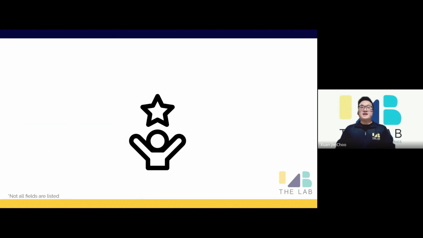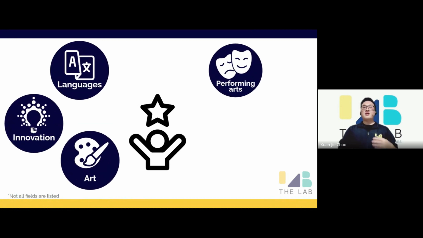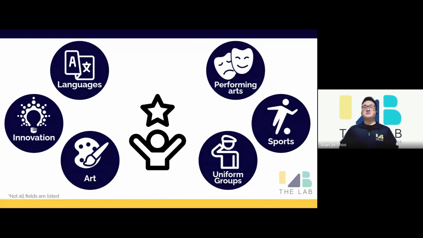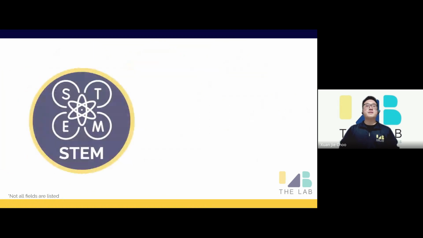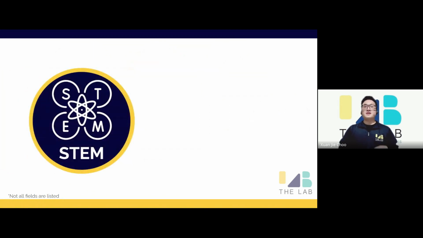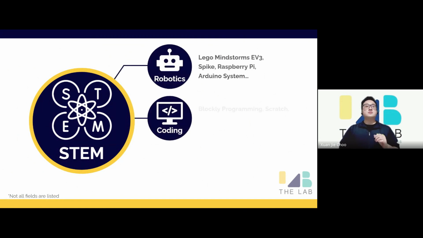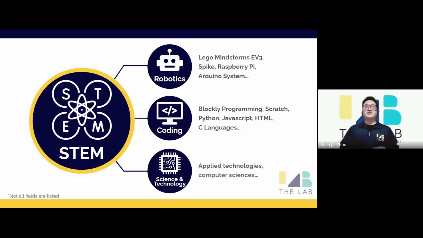So, what are some talents that students can use to apply for DSA? There are actually a lot of categories. Languages, arts, performing arts, sports, uniform groups, and many, many more. Of course, the most important category for us is the STEM category, which stands for Science, Technology, Engineering, and Mathematics. For the STEM field, we will be looking at the following categories, namely robotics, coding, and science and technology.